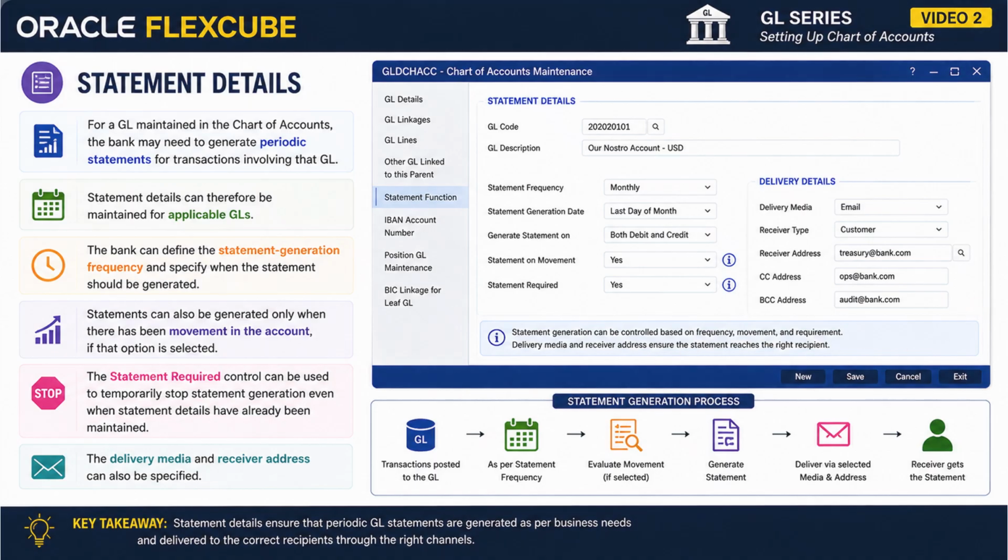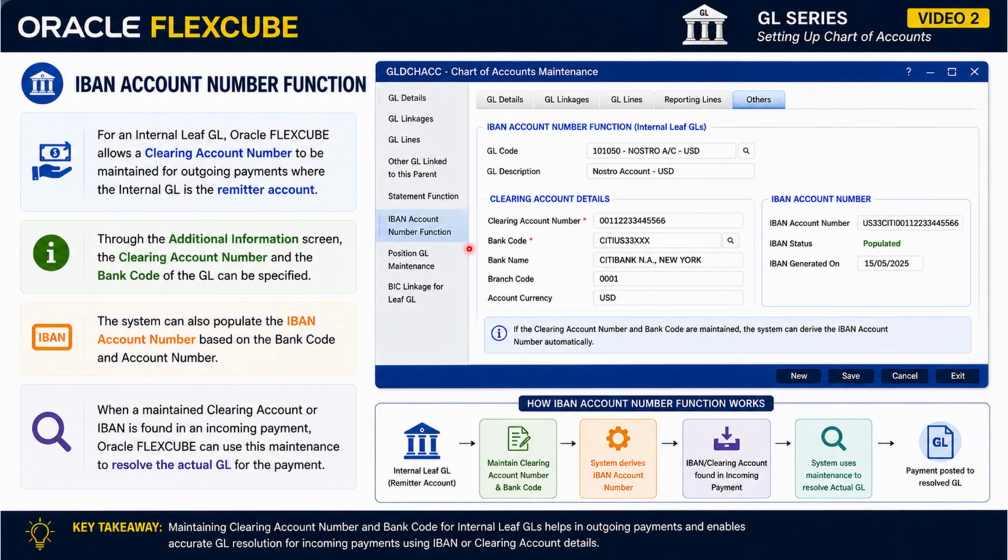IBAN Account Number function. For an internal Leaf GL, Oracle FLEXCUBE allows a clearing account number to be maintained for outgoing payments where the internal GL is the remitter account. Through the additional information screen, the clearing account number and the bank code of the GL can be specified. The system can also populate the IBAN account number based on the bank code and account number. When a maintained clearing account or IBAN is found in an incoming payment, Oracle FLEXCUBE can use this maintenance to resolve the actual GL for the payment.